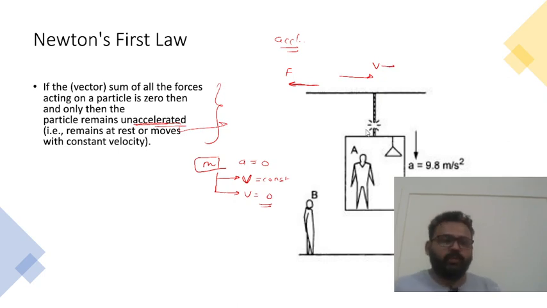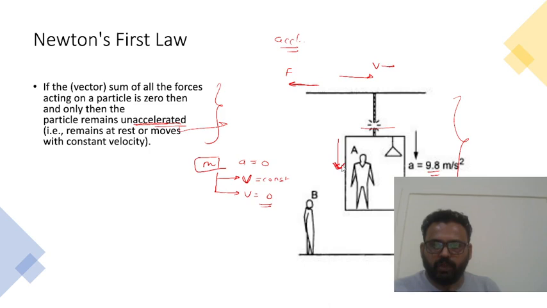So let's get back to the first law statement again. If the vector sum of all forces acting on a particle is zero, then the particle remains unaccelerated. Now imagine this particular scenario of an elevator. There is a man standing in the elevator with a lamp hanging in it. Unfortunately, the rope of that elevator gets detached and it starts falling downward with an acceleration of 9.8 meter per second square, which is also the acceleration due to gravity. Correct? Now, which is the direction of motion then?